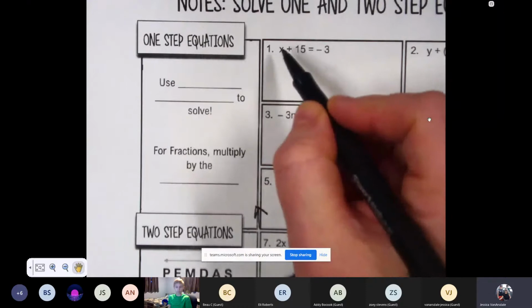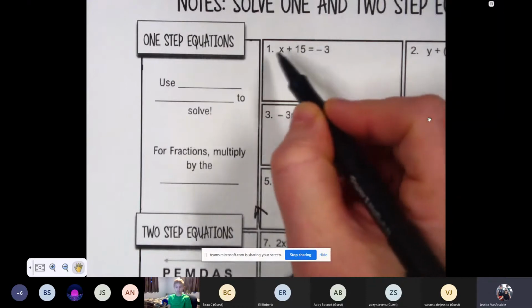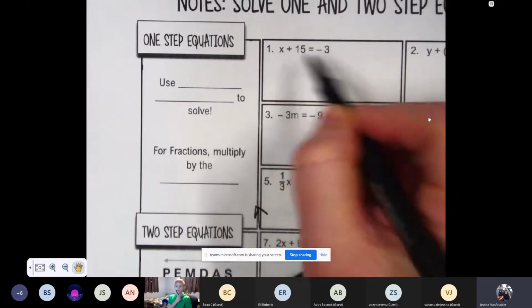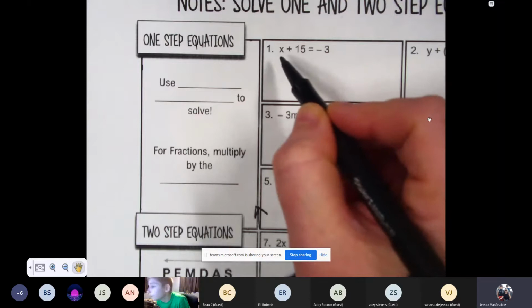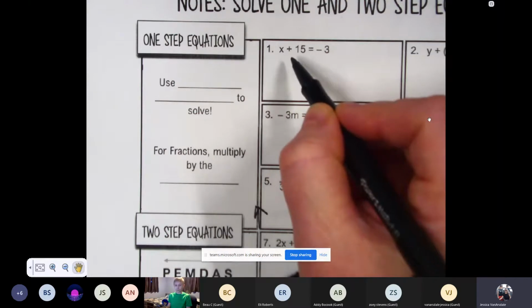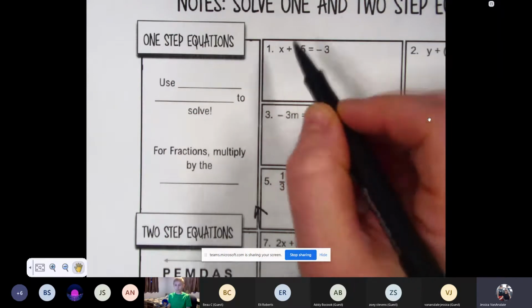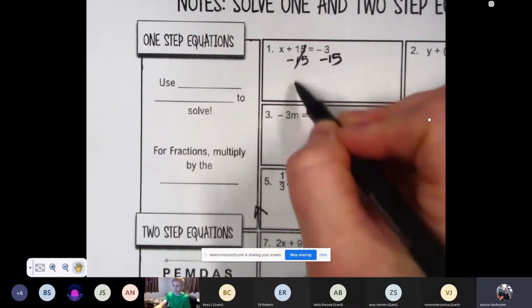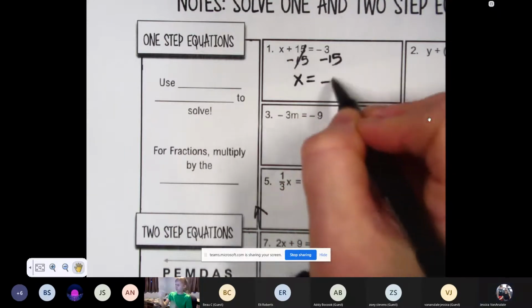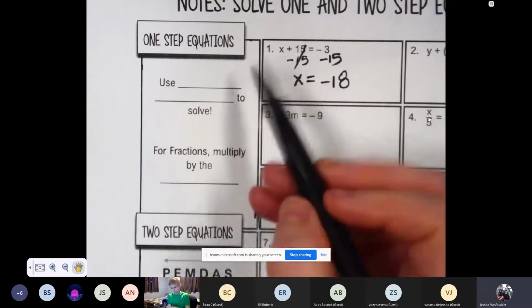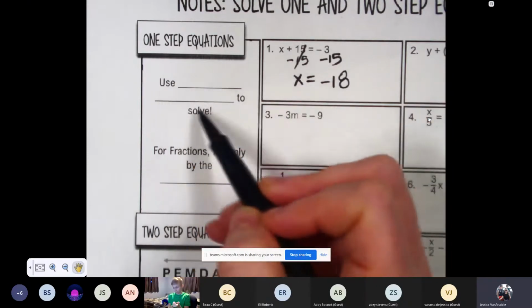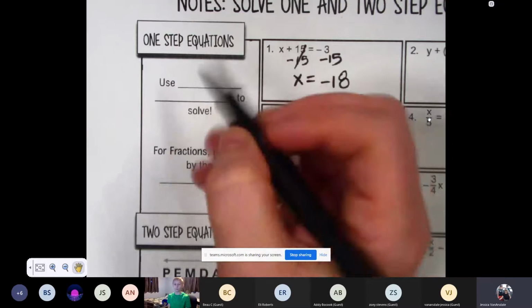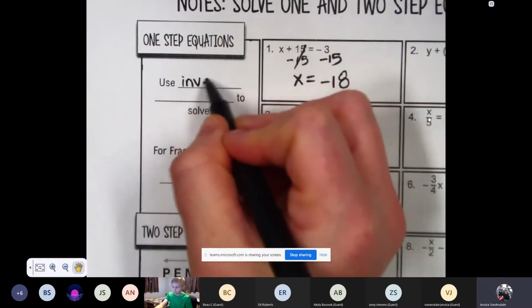You can remember that if we're looking at number 1 and we have x plus 15 equals -3, we want to isolate x, or get x by itself. So we're going to have to add or subtract 15 here. And we know we're going to subtract 15 here because it's called what? It's the inverse operation of adding, right? So your answer is x equals -18. And right here, it's saying use blank blank to solve. The answer here is the inverse operation.